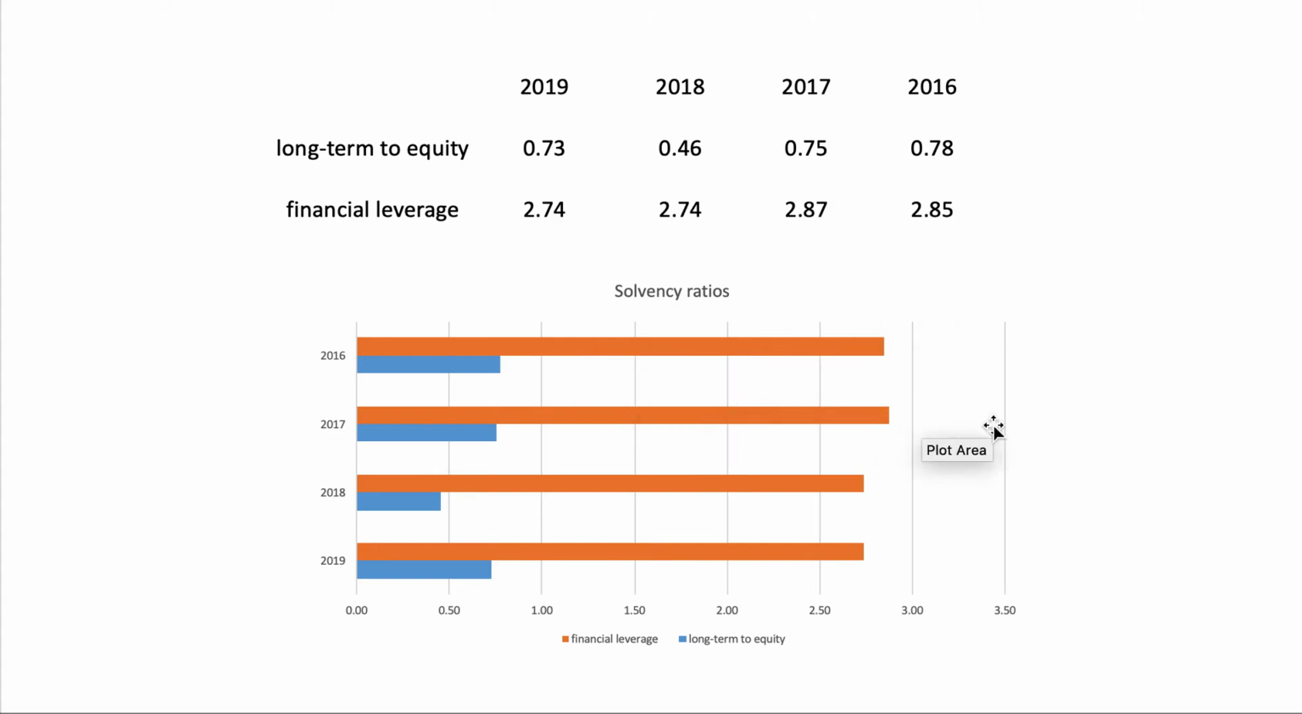And this is the graph showing the trend of how it worked actually. We can see here that this is the ratio. These are the years, and the red bar or the orange bar represents financial leverage, and the blue one represents long-term to equity ratio.